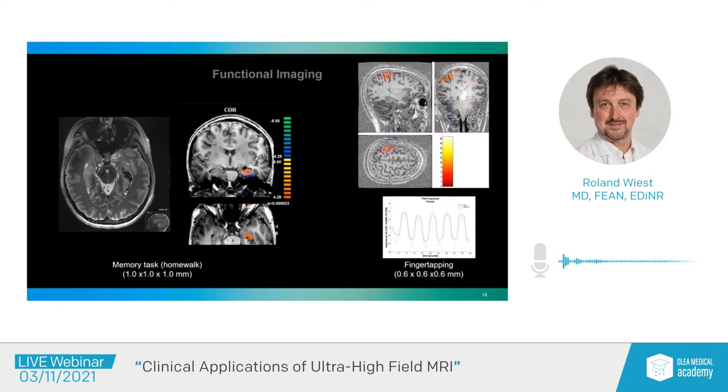On the right-hand side, you can see a higher resolution image for finger tapping in a healthy control this time. And you can see beautifully how the activation is along the sulci of the motor cortex. So these advantages, both in the clinical but also in the research domain, allow you to evaluate the activation maps related to functional MRI tasks better and locally more precisely.